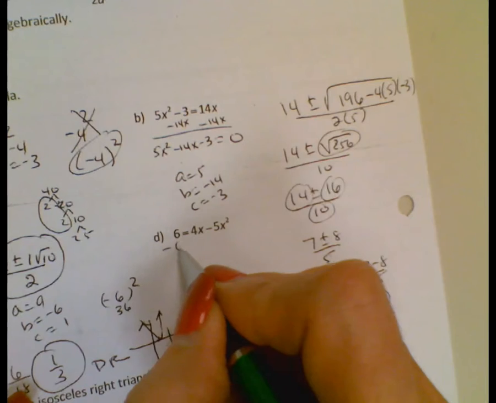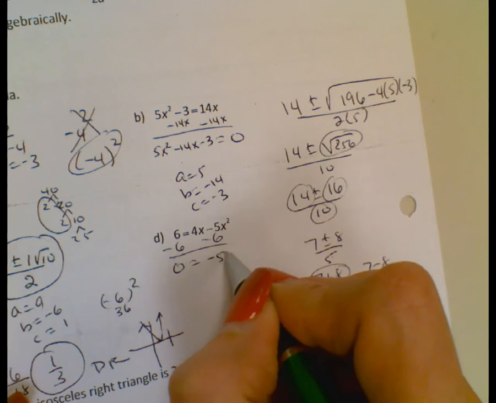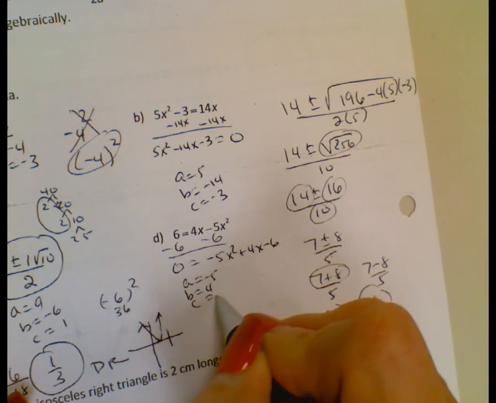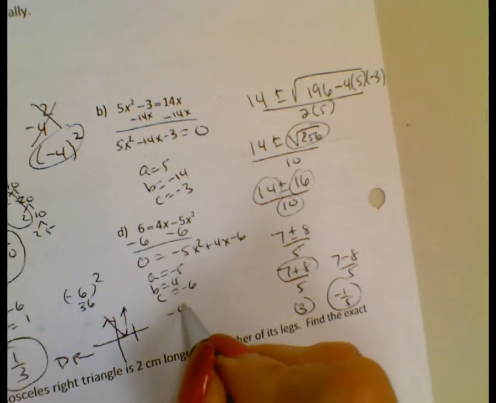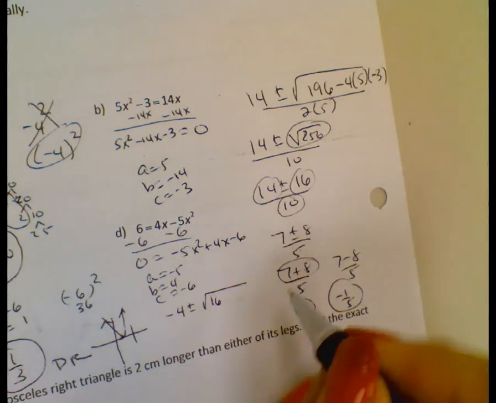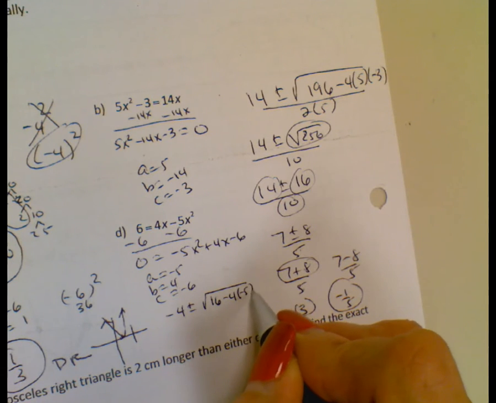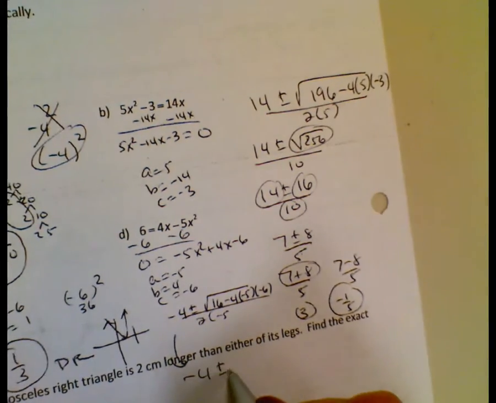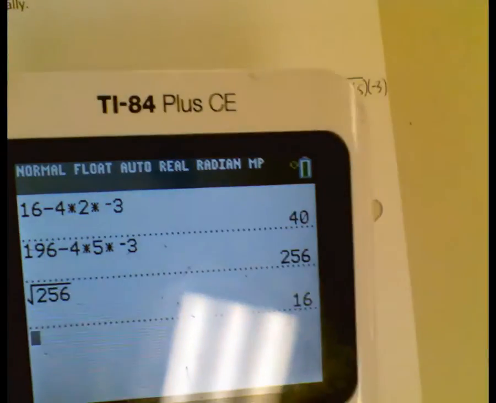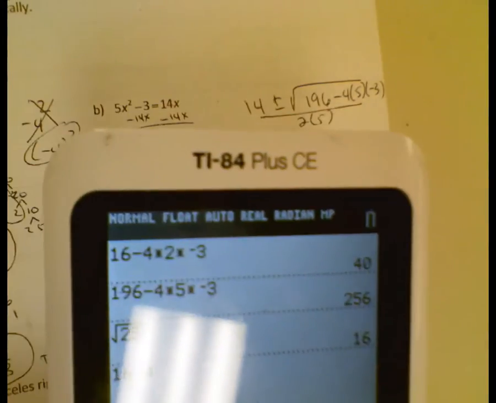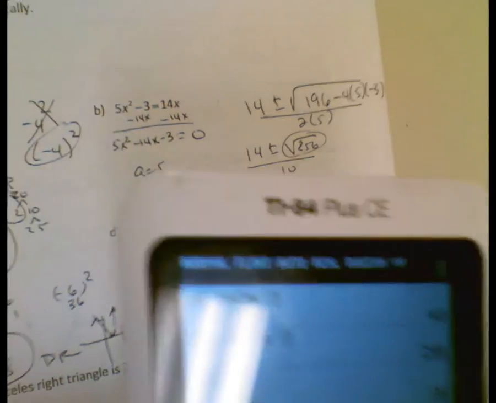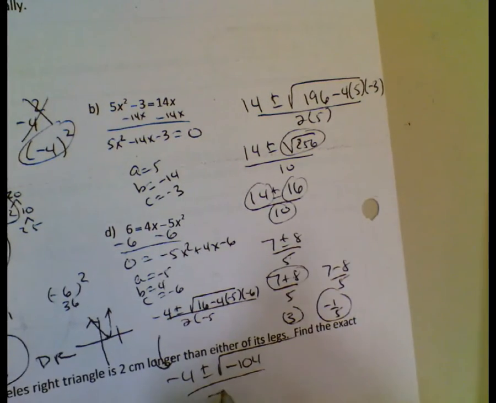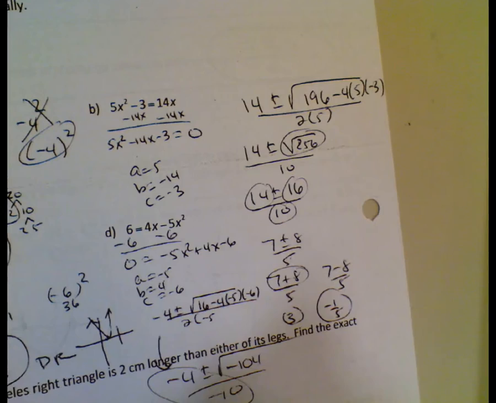And then this one, let's subtract the 6 over here. So you get 0 equals negative 5x squared plus 4x minus 6. So A is negative 5, B is 4, C is negative 6. So the opposite of B is negative 4, plus or minus B squared, which is 16, minus 4 times A times C over 2 times A, which is negative 4 plus or minus. There's a lot of numbers under here, so I'm using this. 16 minus 4 times negative 5 times negative 6 is negative 104 over negative 10. Now, whenever you have two negatives like this, they can become positive.